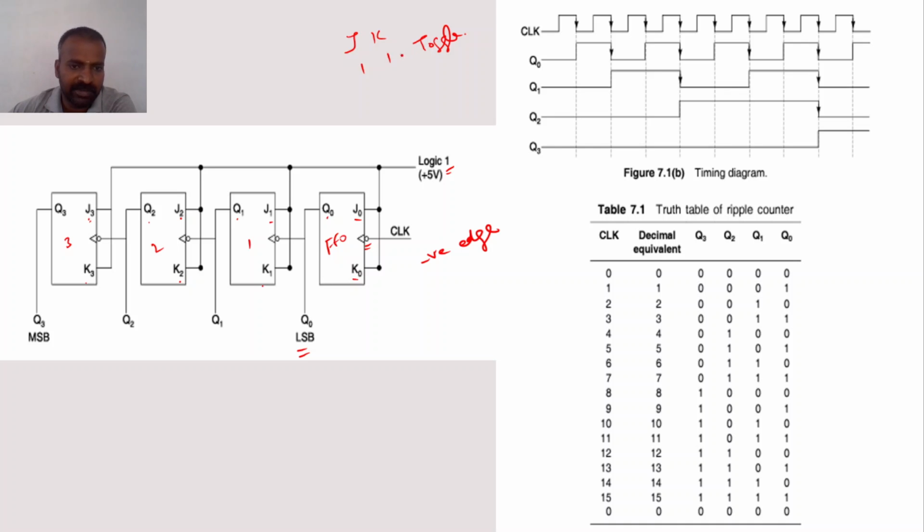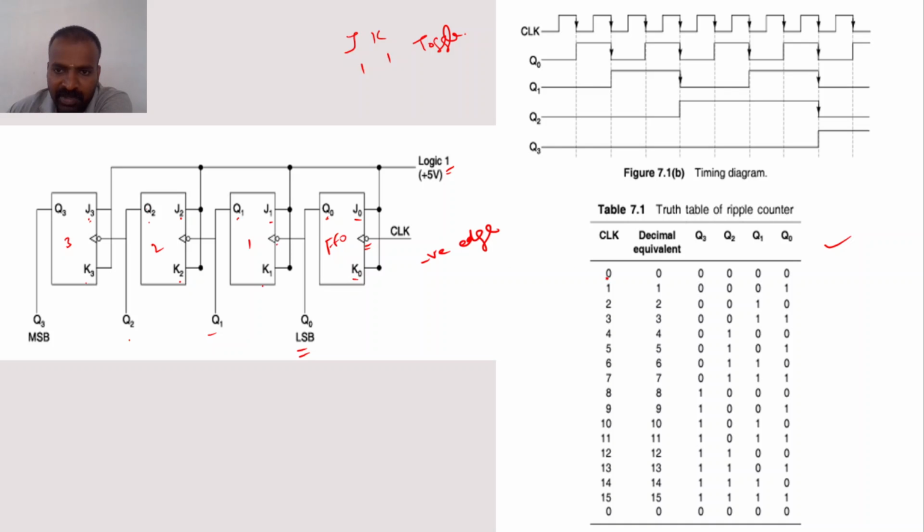Okay, fine. So here the outputs are Q1, Q2, Q3, and the first flip-flop output will be given to the second flip-flop clock, the second flip-flop output given to the third flip-flop clock, and the third output to the fourth clock. Okay, fine. And this is the truth table of the ripple counter. Let me explain this truth table.